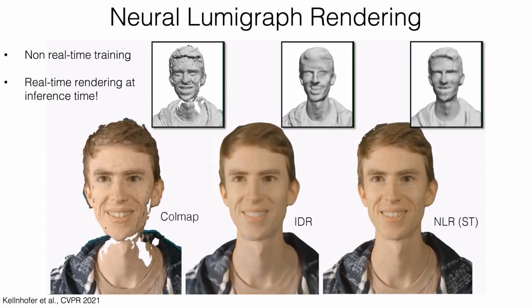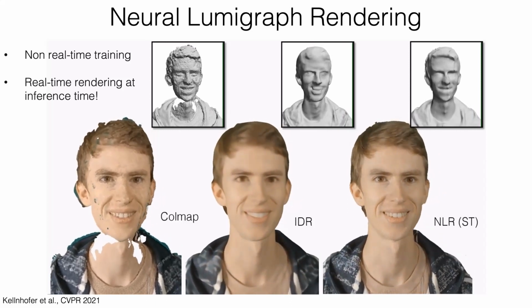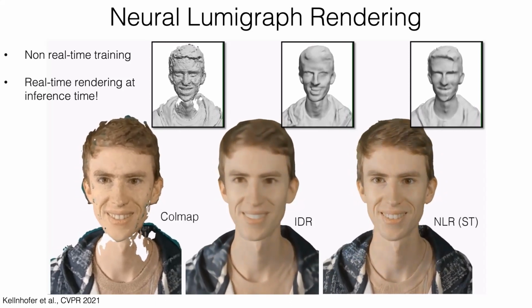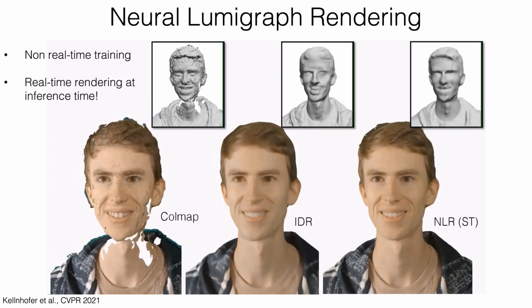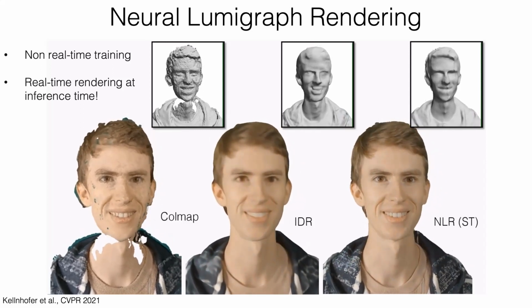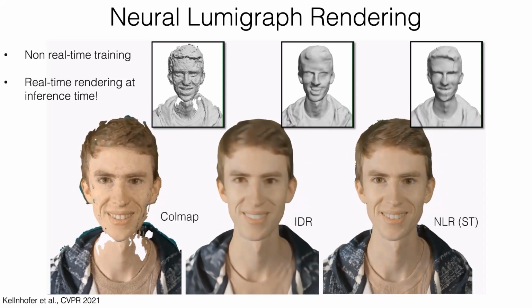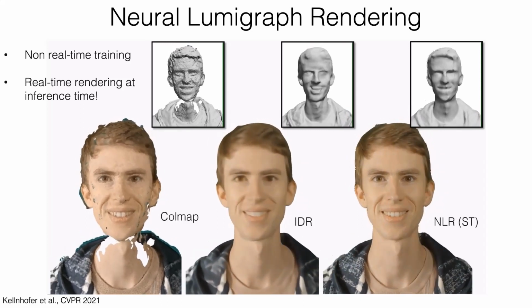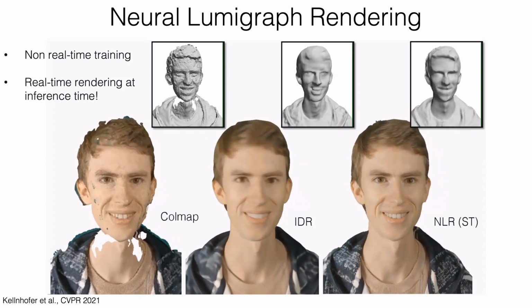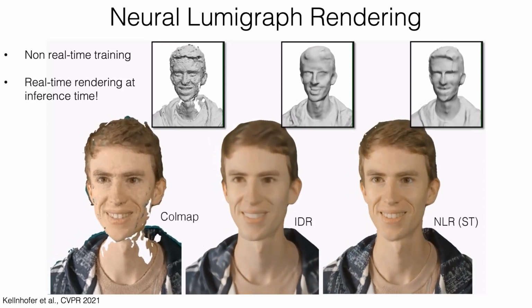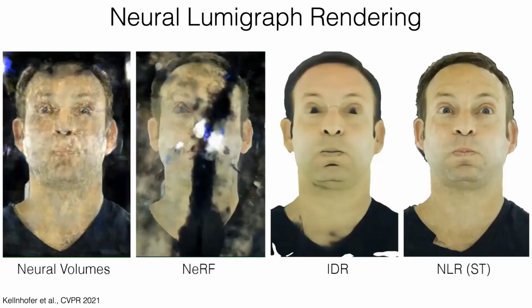And combining neural scene representations, in this case a surface, an SDF, with these SIREN-based network architectures for both the shape and the appearance, allows us to extract a high-quality surface with all the details in the appearance that looks quite nice.